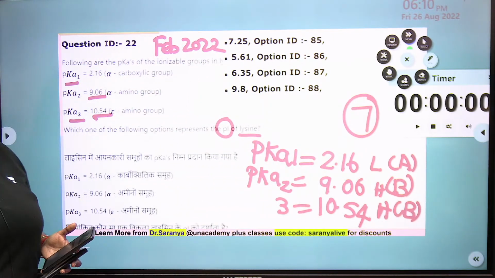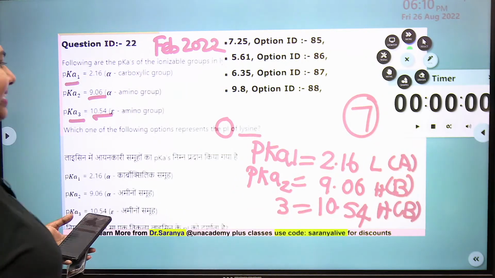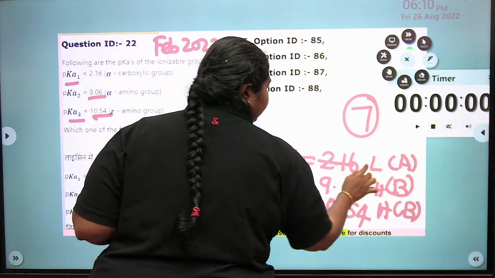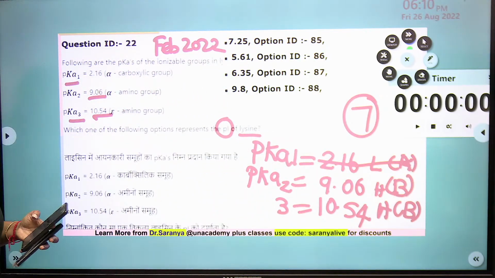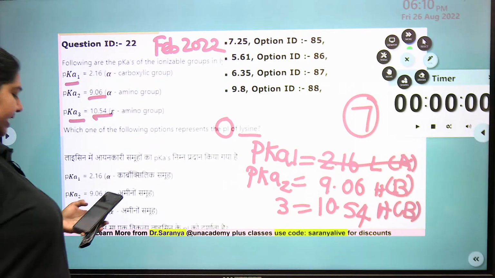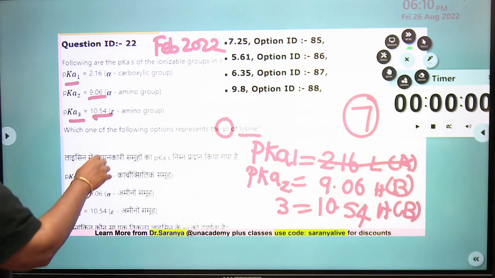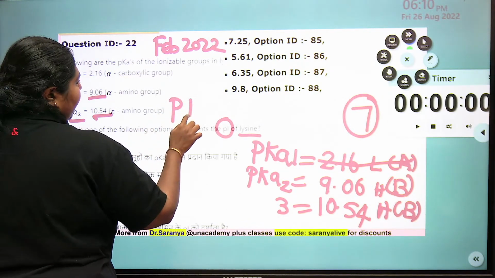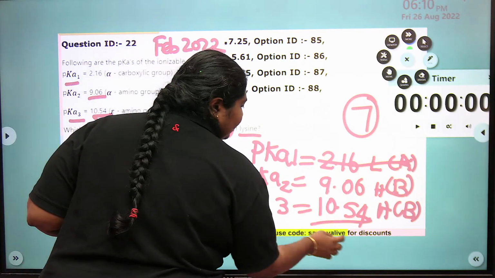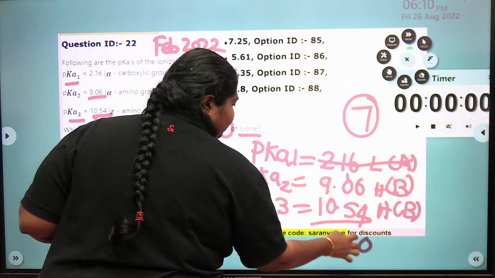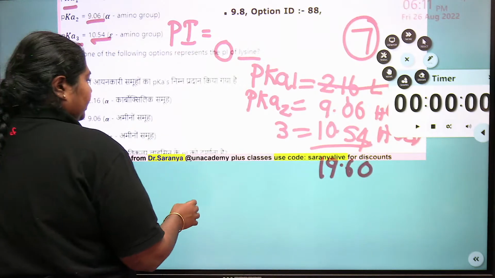Now, among the three, who is the odd man? Acidic is the odd man, so I don't want it. I don't want any odd man here. Odd man out. So it is going to be 9.06 and 10.54. If I want to take out my PI, I'm going to take the average of these two. Shall we check what is the total? 10.54 plus 9.06 is 19.6.